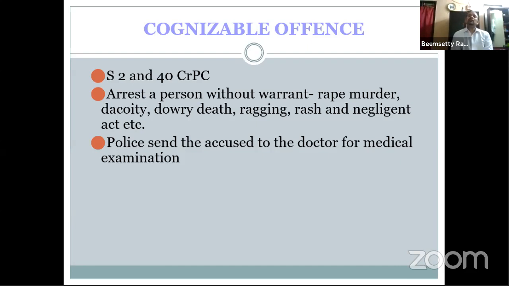Next, go for G, grievous injury, grievous hurt. Then F is not there, nothing is there. Then MD, M is for murder. Then D for dowry death. Even dacoities can also be included. This is the mnemonic, remember. And the section involved is 2(c) CRPC.